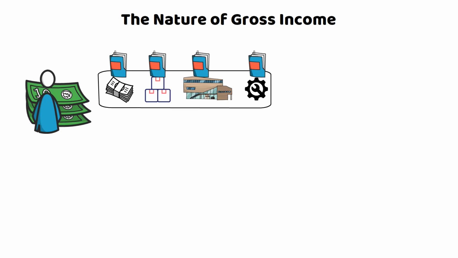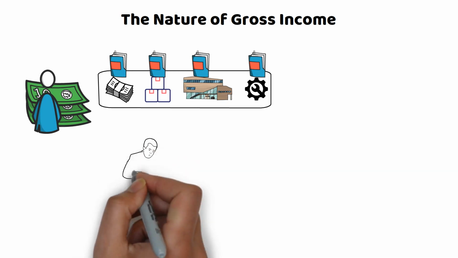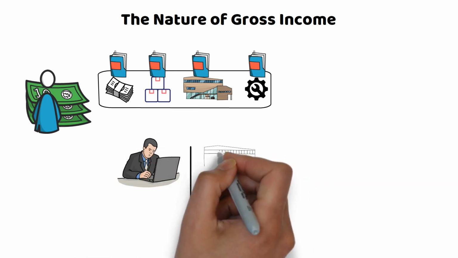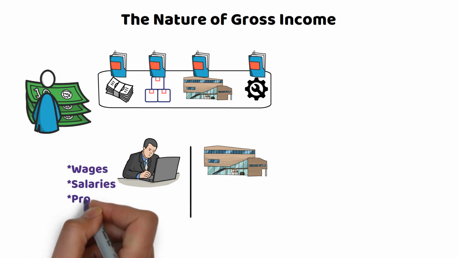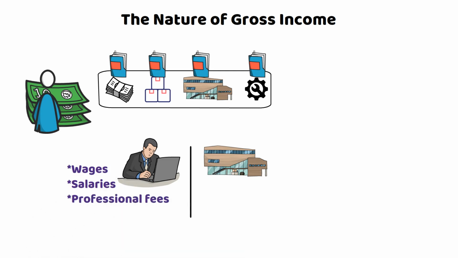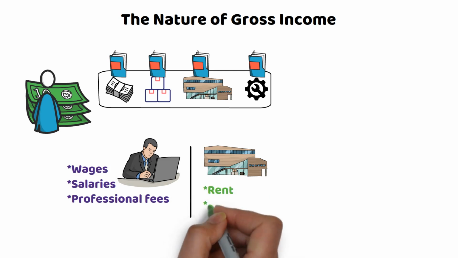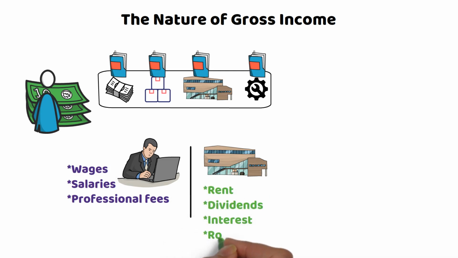The first distinction in sources of gross income is between income derived from services and income from property. Income from services typically includes wages, salaries, and professional fees. Essentially, it's what one earns from working. In contrast, income from property includes earnings like rent, dividends, interest, and royalties. These earnings result not from labor, but from investments or ownership of assets.